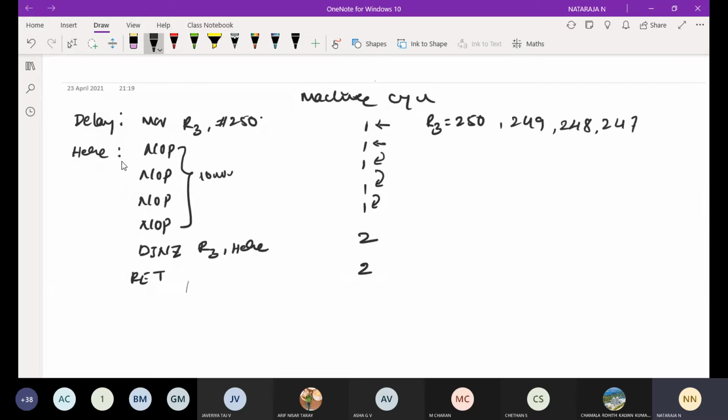After that, we can take the solution for this. I will write the solution here. How many times will it rotate? It will rotate 250 times. From where to where? From this instruction to this instruction, it will rotate for 250 times. From the second instruction to here, it will rotate 250 times.